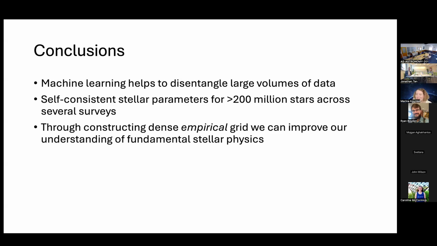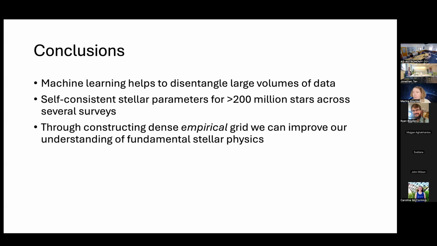So I was wondering, while you are training your model for the Gaia data, have you ever cross-matched it with other catalogs? For example, LAMOST or SDSS? Yeah, that's what we needed to do to be able to train this model. We took the parameters that we have gotten from LAMOST and SDSS, and we applied these parameters as a training set for Gaia data.